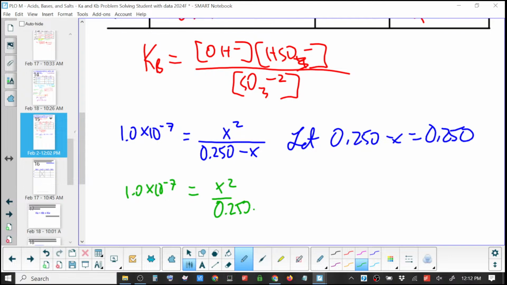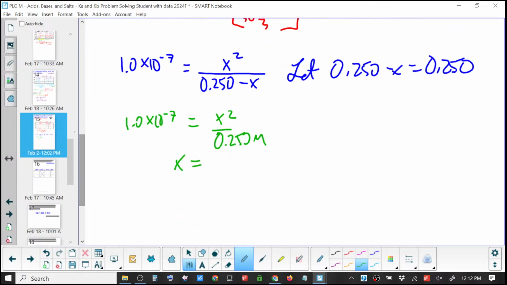There's 500 students, there's less than 500 days in a year. At 10, what did X equal? X is equal to 1.58 times 10 to the negative... Oh, wait. Oh, you're fine.